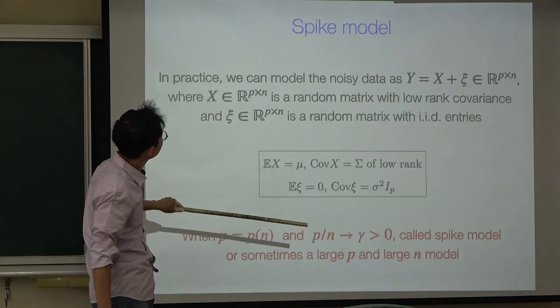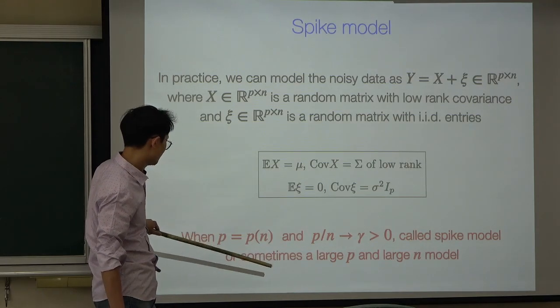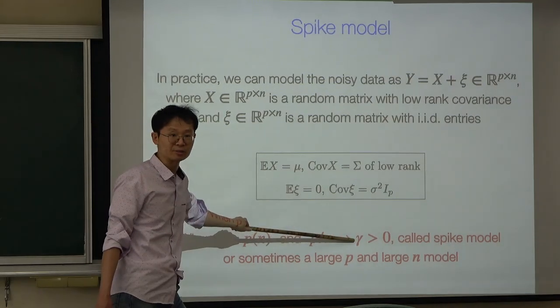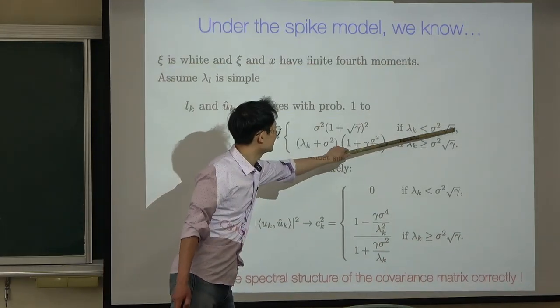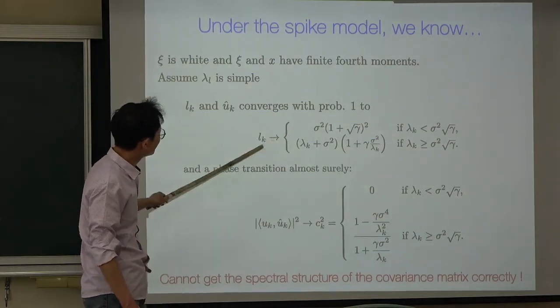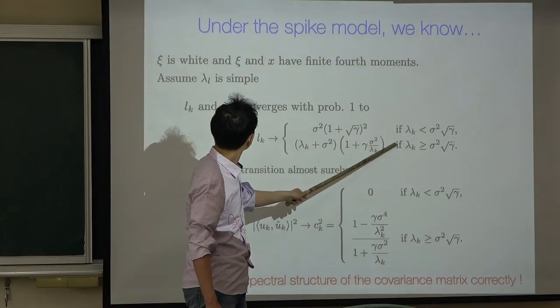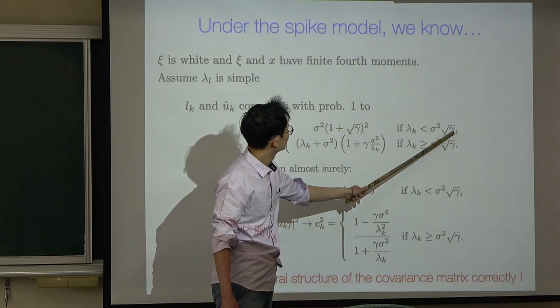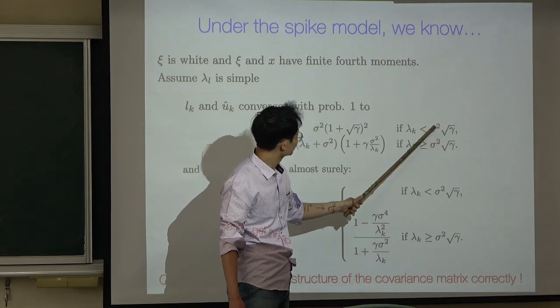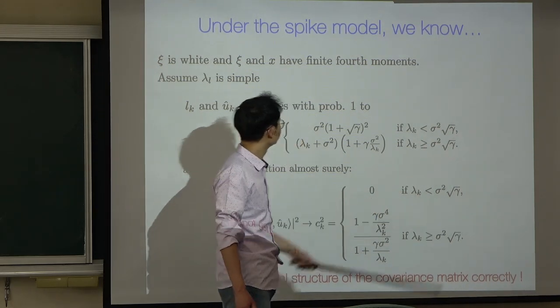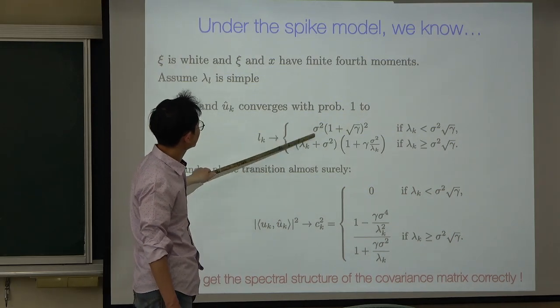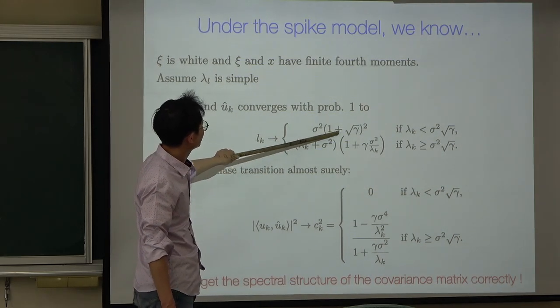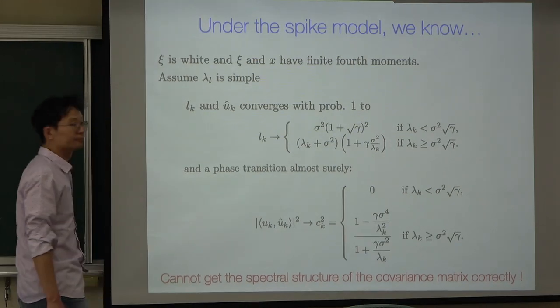Hold on, did I use gamma? Let me check. Yes, I use gamma, correct. So this is gamma here. And if lambda k is smaller than sigma squared times square root of gamma, then you get sigma squared times 1 plus square root of gamma.